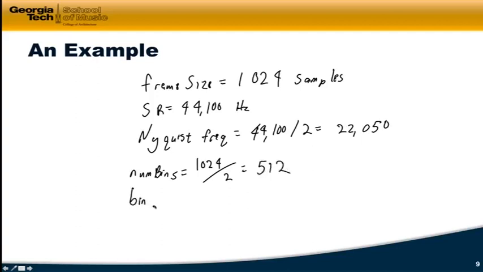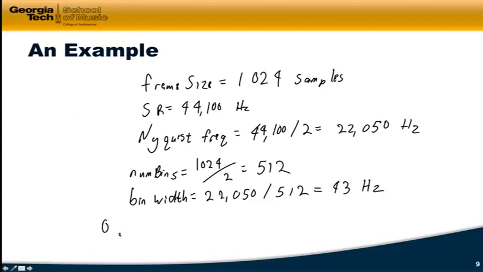My bin width is going to be my Nyquist frequency, 22,050, and that's hertz, just to be clear, divided by my number of bins, 512. This comes out to about 43 hertz. It's a little bit more than 43 hertz. So that means that my frequency bins are going to be spaced at 0, 43, 86, 129, and so on and so forth, all the way up to 22,050 hertz. So that's how this is divided up.